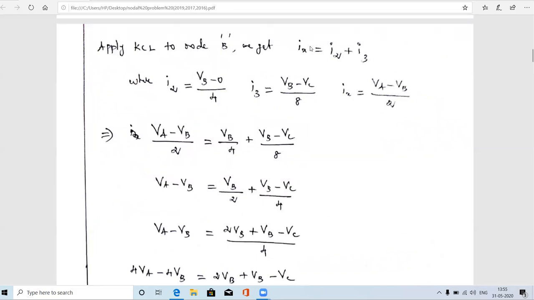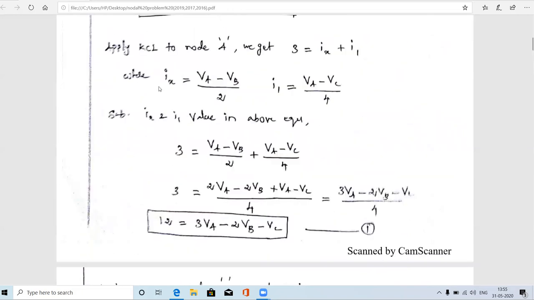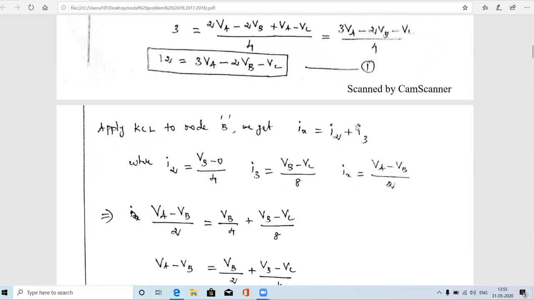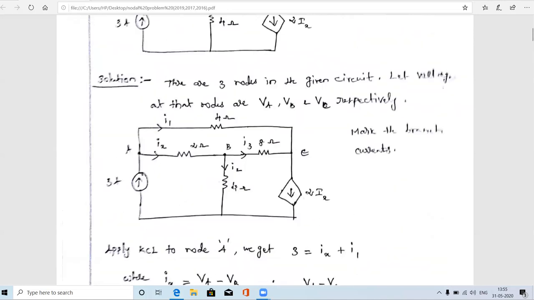We already derived the value of Ix. What is the value of Ix? VA minus VB by 2. And what are the values of I2 and I3? You see the diagram. I2 is the current flowing through the 4 ohm resistor. This current starts at node B, so what is the voltage at node B? VB. And this current ends at the reference node, so the voltage at this reference node is 0. So how to write I2? VB minus 0 divided by 4.